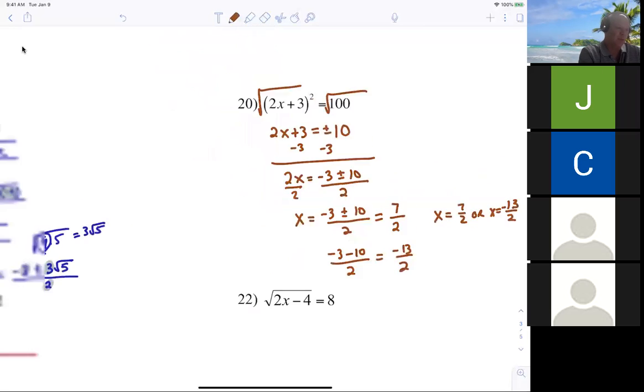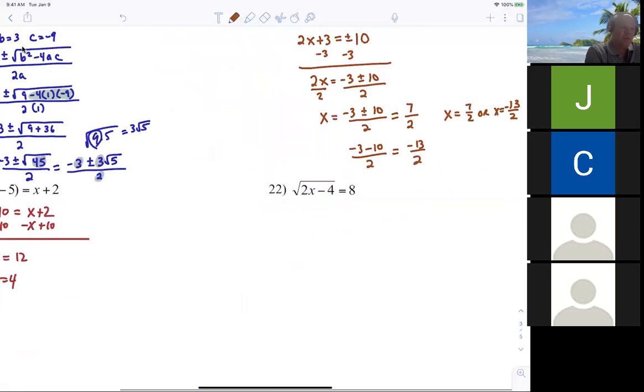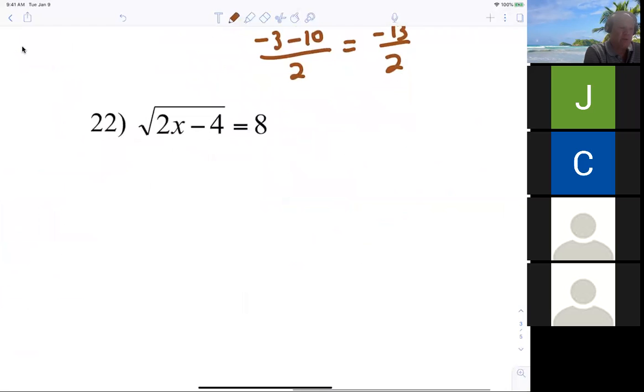Now, I threw this one in here. This one's not a quadratic, but I was trying to show you how you have to just be careful. We know how to solve square roots. To solve a square root, we square both sides.